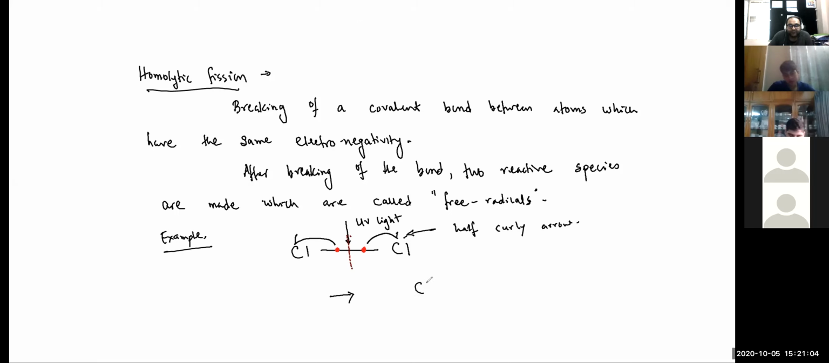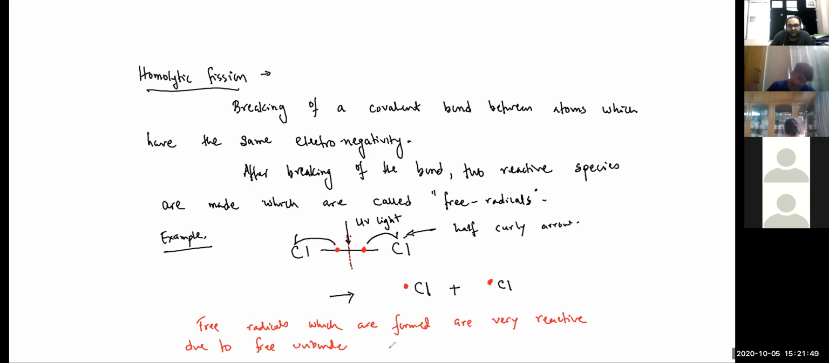We get back chlorine, each with a single unbonded electron. So the free radicals which are formed are very reactive due to the free unbonded electron present in its orbital.